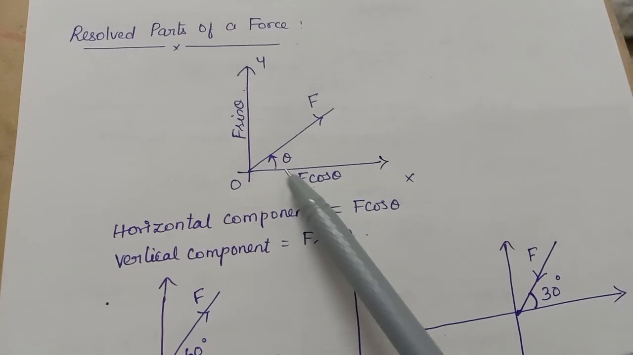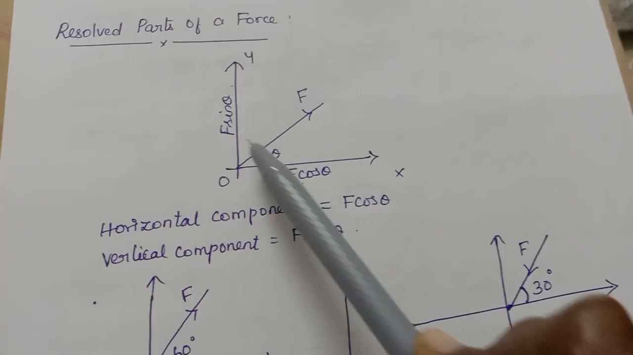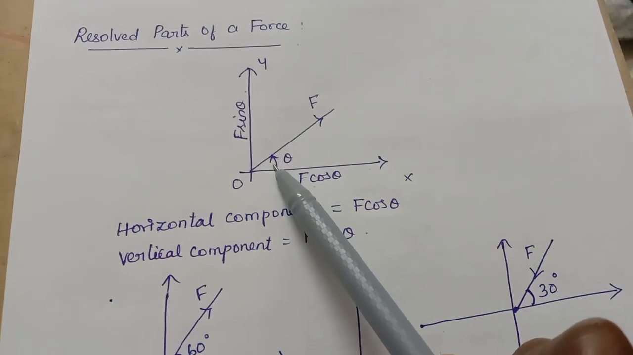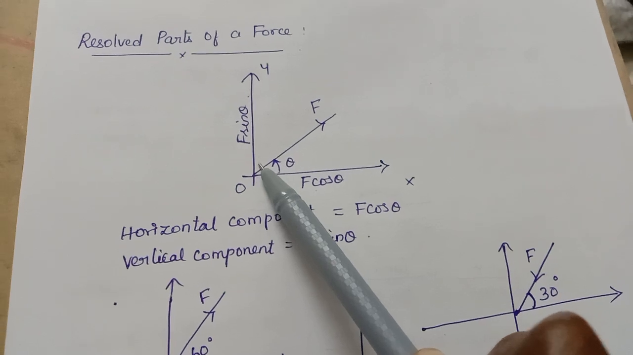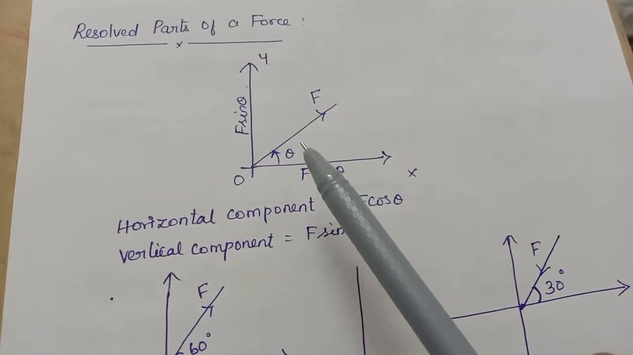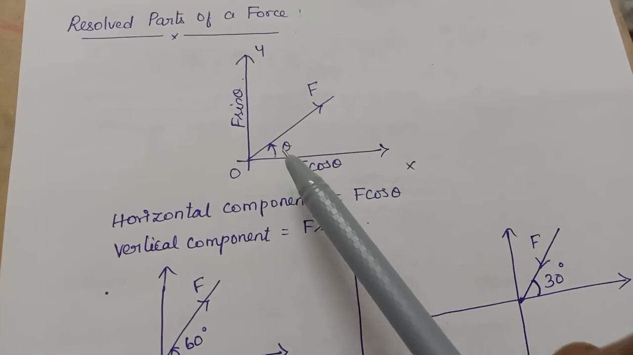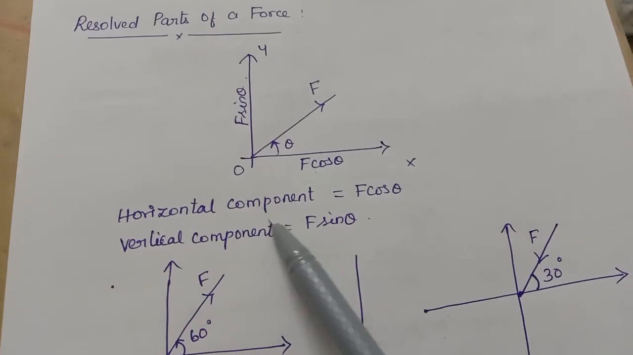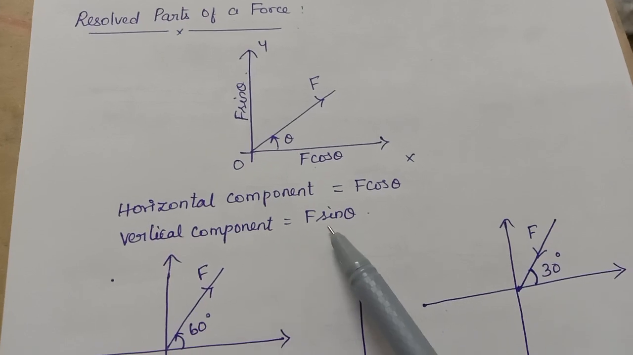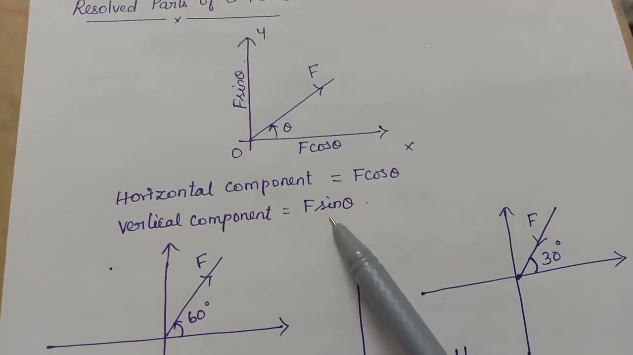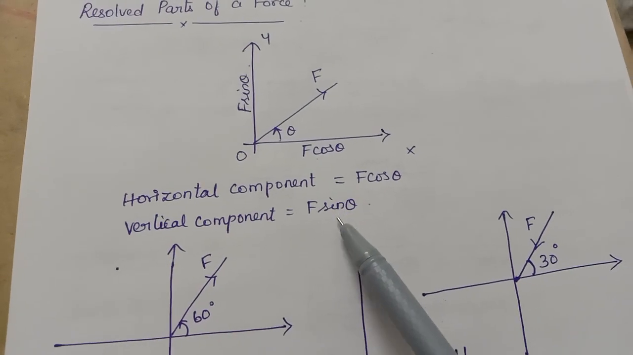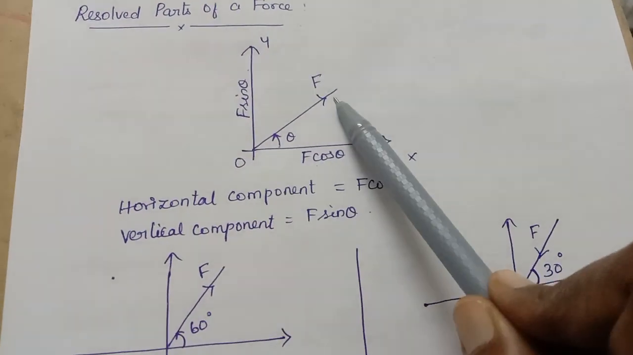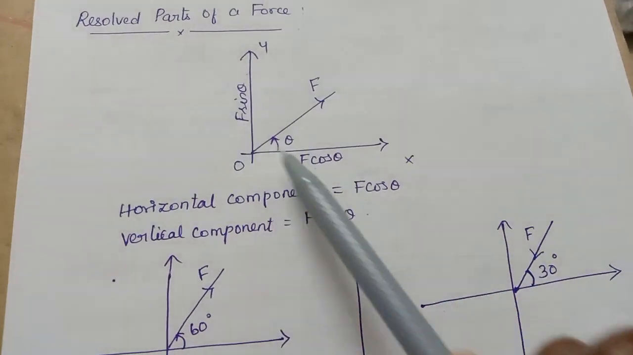Its horizontal component is cos of this angle, and when you consider the vertical component, the same theta has to be taken, not this other angle. So for the force you are choosing only the angle which it makes with the horizontal line. With that angle we write horizontal component equal to F cos theta and vertical component equal to F sin theta. These are called components of this force. Here we split this F into two parts.